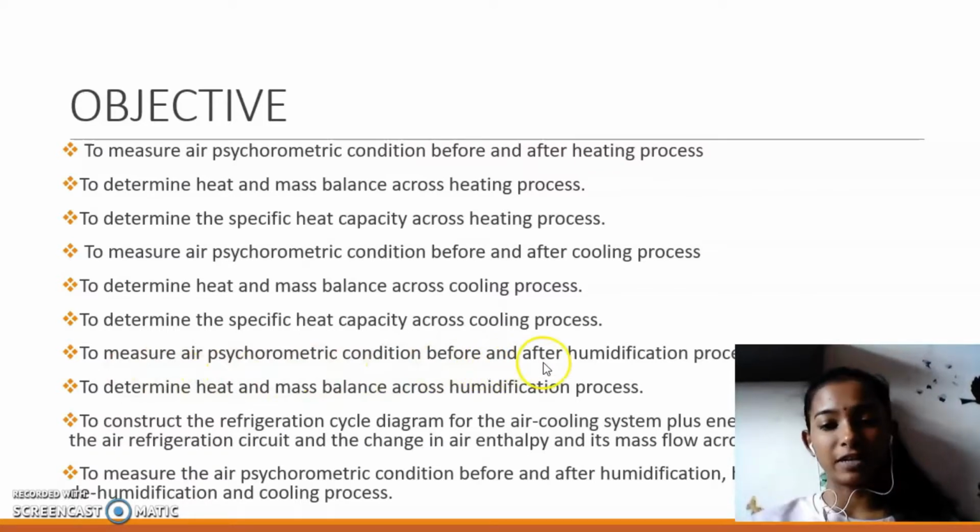to measure air psychrometric condition before and after the humidification process, to determine heat and mass balance across the humidification process, to construct the refrigeration cycle diagram for the air cooling system and the energy balance between the air refrigeration circuit and the change in the air enthalpy and its mass flow across the evaporator. To measure the air psychrometric condition before and after humidification, heating, reheating, dehumidification and cooling process.